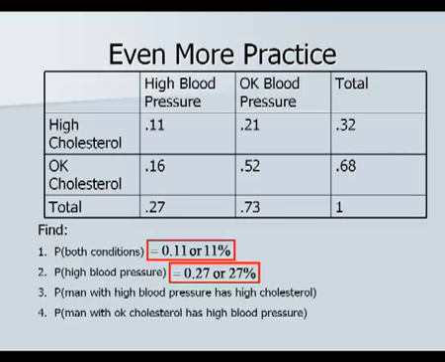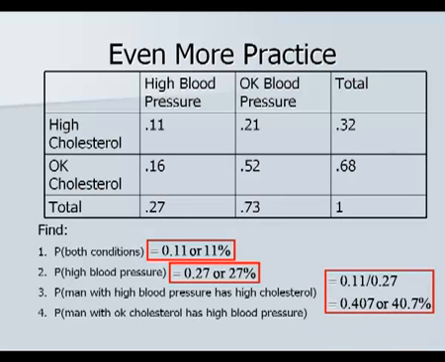A man has high blood pressure. That's going to be given to us. We want to find the probability that he has high cholesterol as well. So you're going to do the probability of both conditions, high blood pressure and high cholesterol, which is 0.11, divided by the probability of the given, which the given is that he had high blood pressure. So we're dividing by 0.27. 0.11 divided by 0.27 is 0.407, or 40.7% chance of this happening.